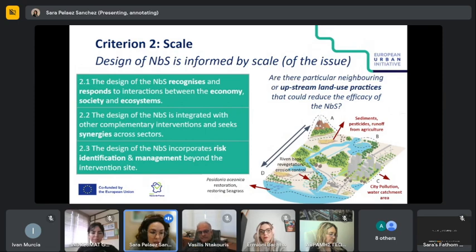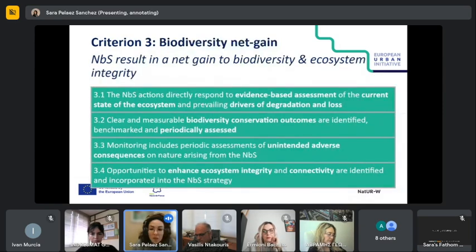As I said, whether the intervention responds to interactions between economy, society, and ecosystem. Also seeking synergy across sectors. Also identification and management of the beyond-intervention side. As I said, you might have things outside the intervention area that might affect your intervention. So we move to the next criteria.